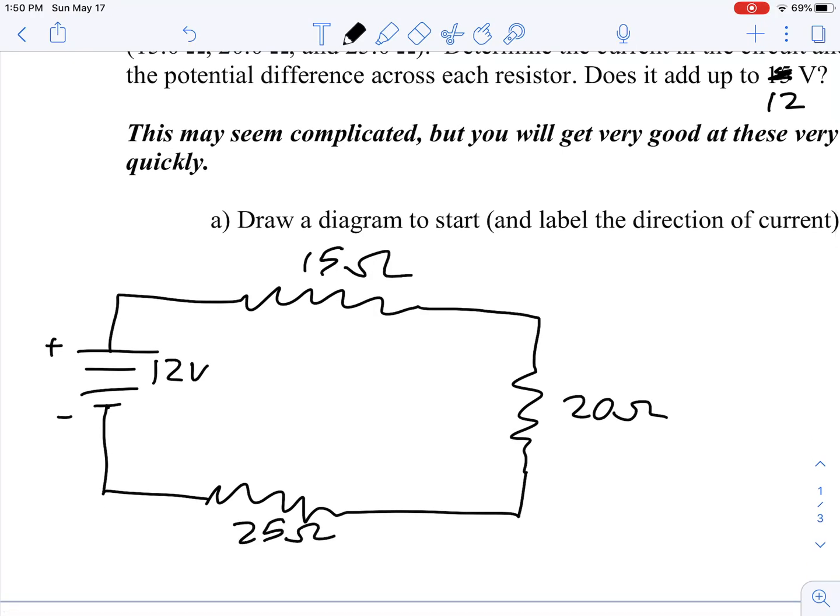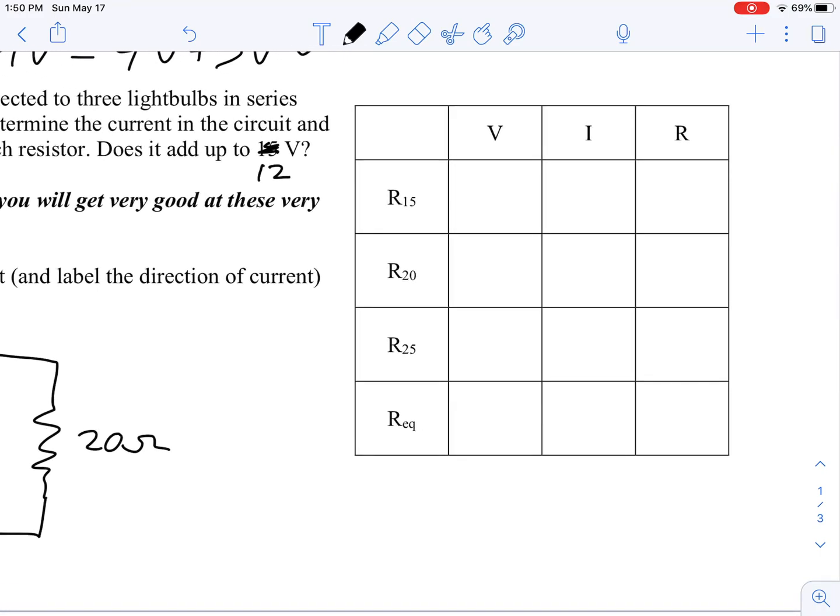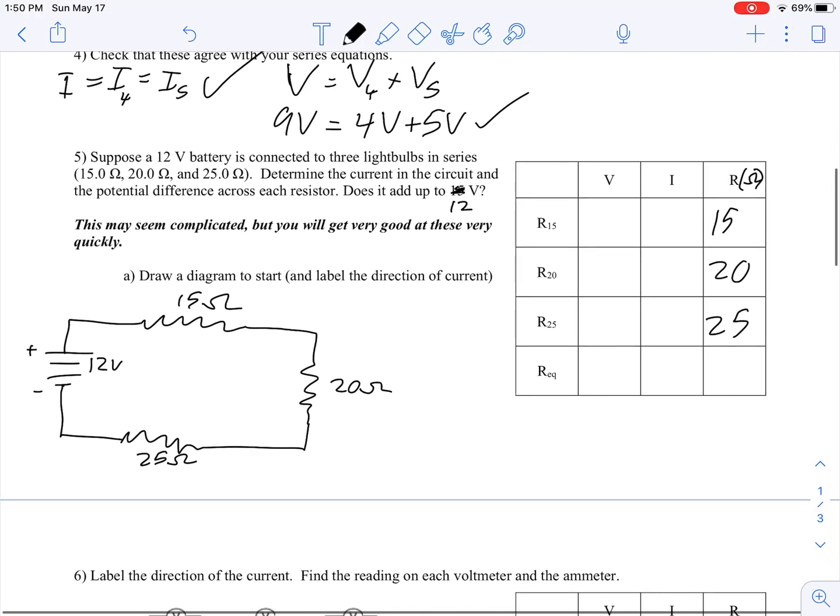So here's what the VIR table is for. It's for basically keeping your data organized. For example, we have 4 givens already. Where can I put those? Well, let's start labeling them. This is 15 ohms. I'm going to put the ohms up here so we don't have to put them in each box. This is 20 ohms. This is 25 ohms. It's just listing my givens.